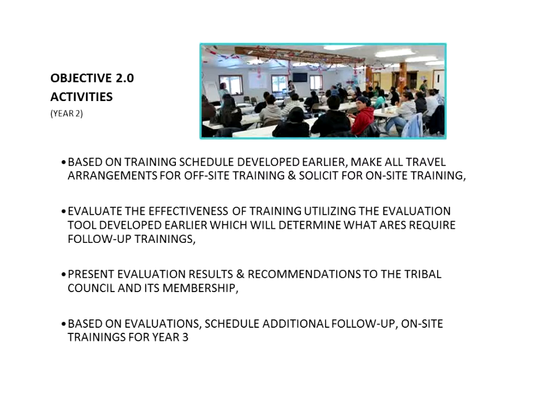So the year 2 objectives, the activities. Based on these trainings, we made all travel arrangements for off-site trainings, and we also solicited for on-site trainings, meaning there are specific trainings we can send people out for. But also, just to utilize our monies better, we solicited for on-site trainings because we hit a broader amount of folks. Say we have 7 council members, it just made sense to have trainers come in and hit all of our council members versus sending 1 or 2 council members out.